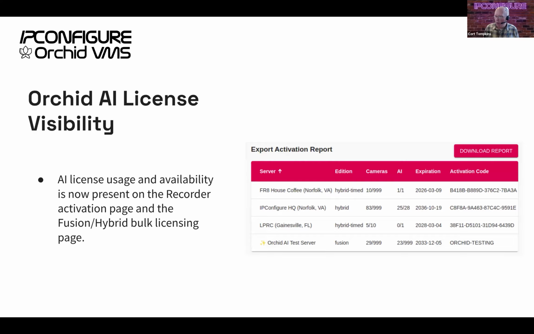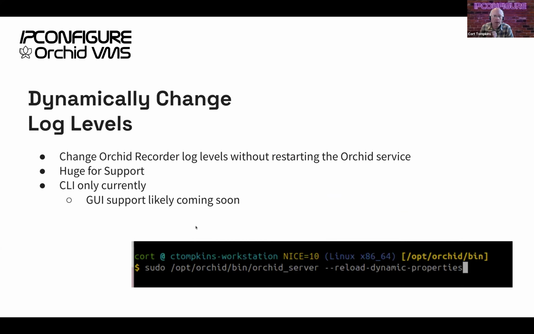But if you're an Orchid Fusion user and are buying those AI licenses separately, we've now got visibility on the cameras page, on the licensing page, all over the app to let you know how many AI licenses you have available. All right, this is another small thing, more technically IT oriented, but a very useful feature. System administrators, support technicians, those sorts of folks can now change Orchid Recorder log levels without restarting the Orchid service.